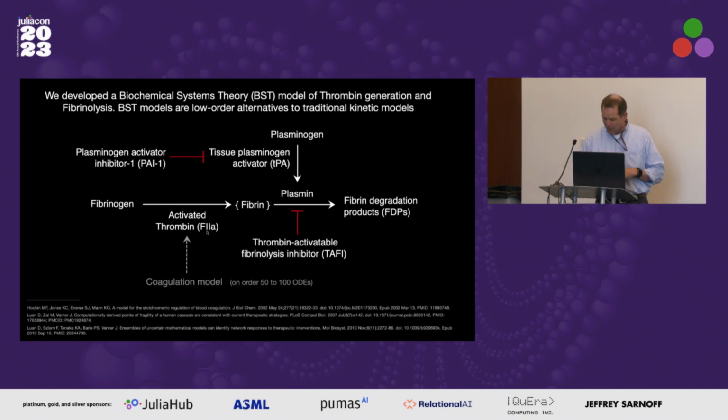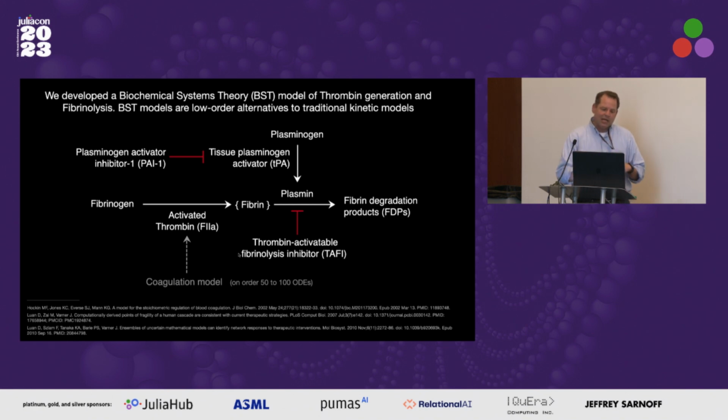So this is the output of the coagulation cascade. This has been modeled by many folks, including us and the Vermont group. And these models tend to be pretty large, on order 50 to 100 ODEs. They have a lot of kinetic parameters, so there's a lot of uncertainty associated with this.